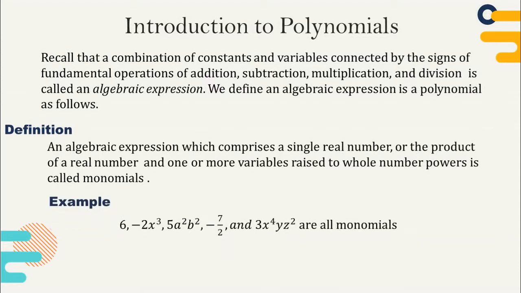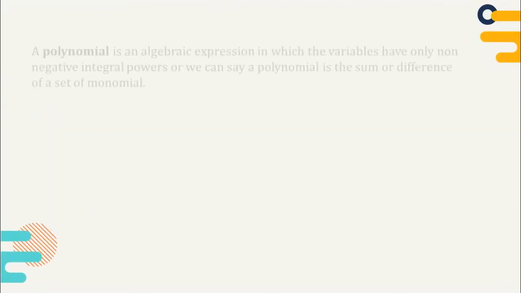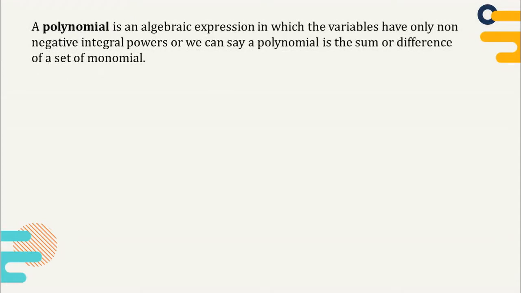Examples: 6, minus 2x^3, 5a^2b^2, minus 7 over 2, and 3x^4yz^2 are monomials. So maybe you're curious what the definition of a polynomial is. A polynomial is an algebraic expression in which the variables have only non-negative integral powers. Remember, only non-negative integers. Or we can say a polynomial is the sum or difference of a set of monomials.